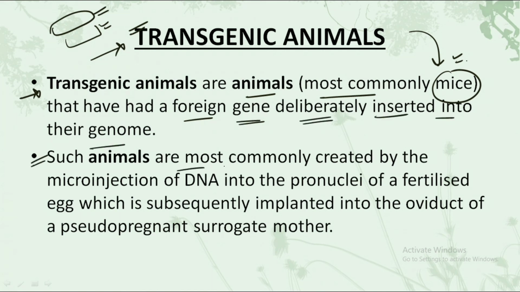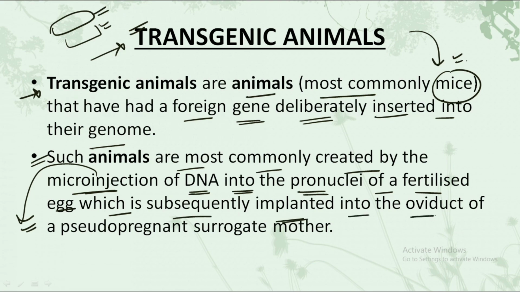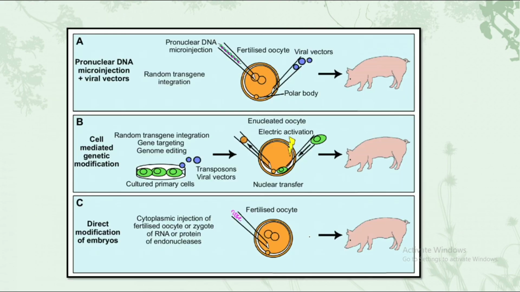Such animals are most commonly created by the microinjection technique. We have already discussed this in the last slides. Microinjection of the DNA into the pronuclei of a fertilized egg, which is subsequently implanted into the oviduct of the pseudo-pregnant surrogate mother.